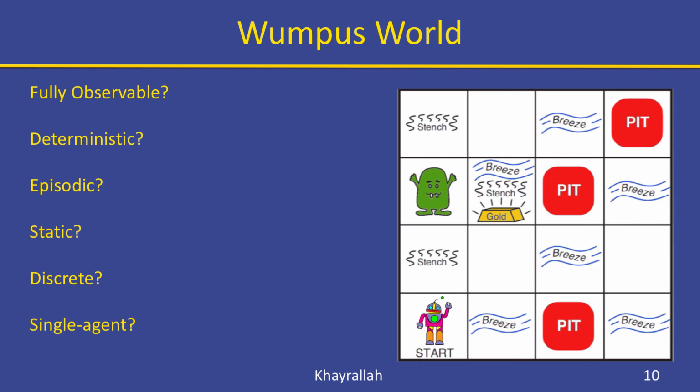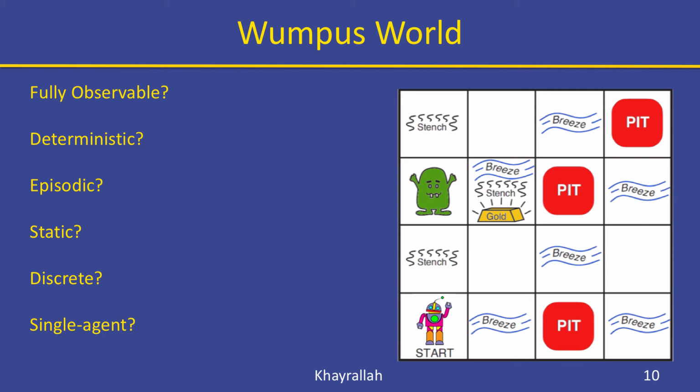Is it fully observable? What do you think? So we have the rooms in the cave that are connected by passageways. When the agent is in this room, he cannot see what's going on in the next room. So because it's a cave, because we have passageways connecting the cave, the environment is not fully observable. Is it deterministic? What do you think? Yes, it is deterministic. The outcomes of each action are exactly specified. There's no chance in here.